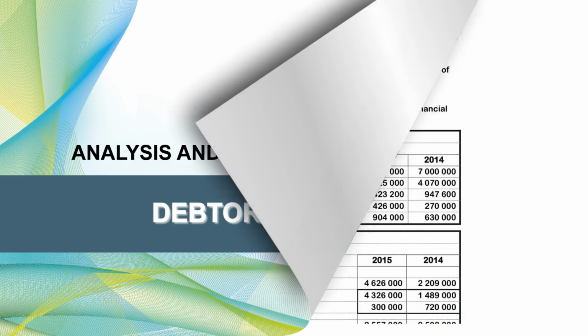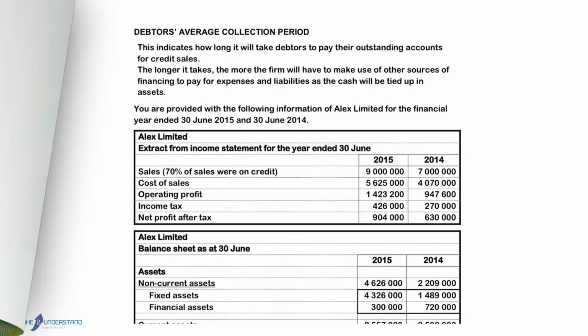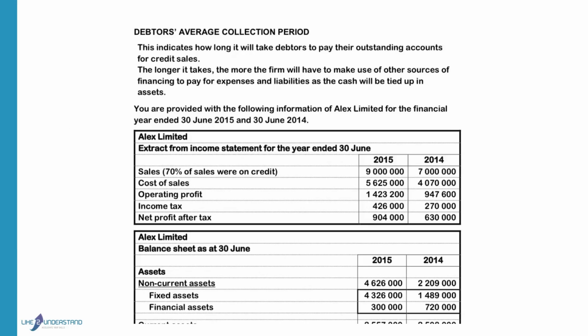Good afternoon. We will pay attention to analysis and interpretation today, and we will pay special attention to the debtor's average collection period. This indicates how long it will take debtors to pay their outstanding accounts for credit sales. So after the date the goods were sold to them, how long it takes them to pay for the goods.